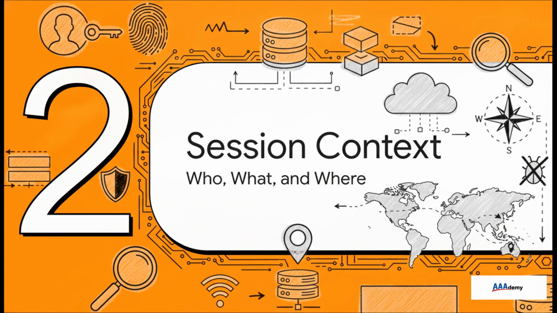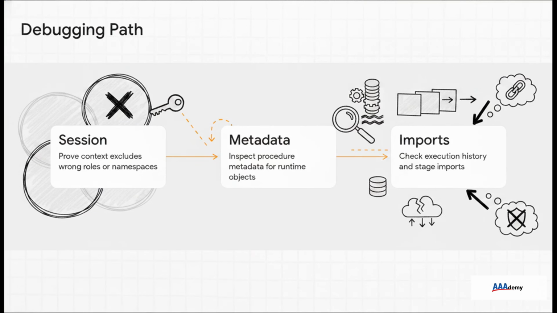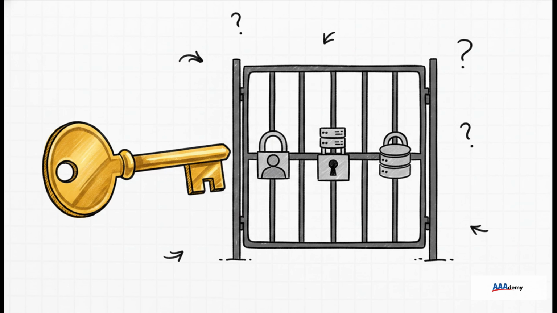Moving right along to Section 2, Snowflake Session Context, the who, what, and where. Look, before you even think about touching your business logic, you have to prove your context. On the exam, you need a systematic, step-by-step debugging path to weed out the false suspects. So, step 1, prove the session context. This rules out using the wrong role or namespace. Step 2, inspect the procedure metadata to see if the runtime object even exists where you think it does. And step 3, check those stage imports and errors so you can actually tell the difference between a privilege failure and a dependency failure.